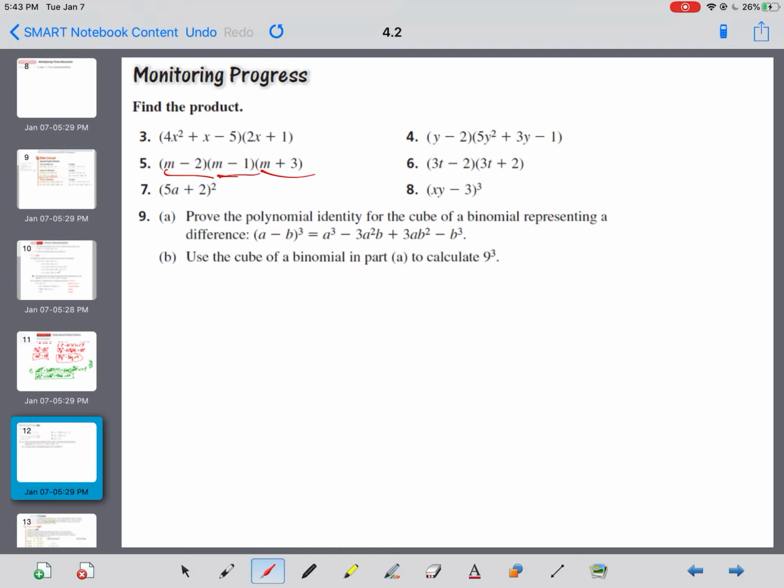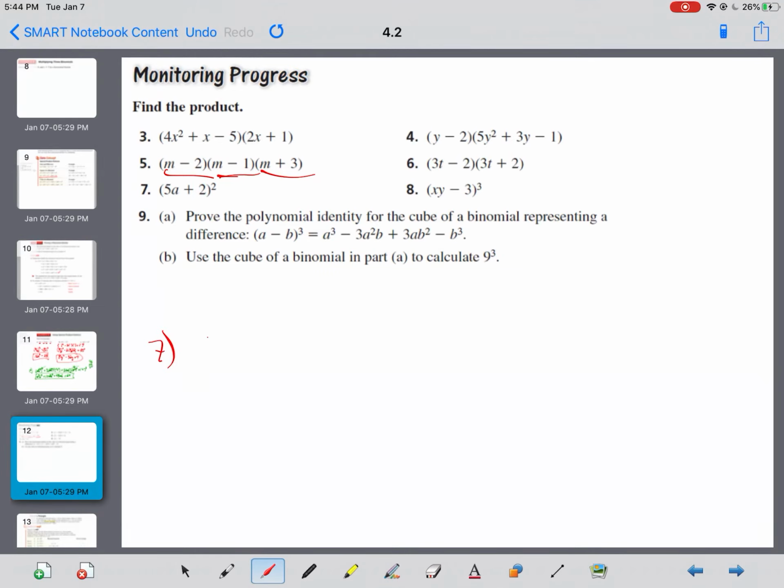So, number 6. 3t, 3t, 2, 2, 1's plus, 1's minus. That's a difference. So on number 6, all I have to do is the first thing squared minus the last thing squared. First thing's 3t, last thing's a 2. 9t squared minus 4. Just follow the pattern. It helps to memorize it. You go faster.